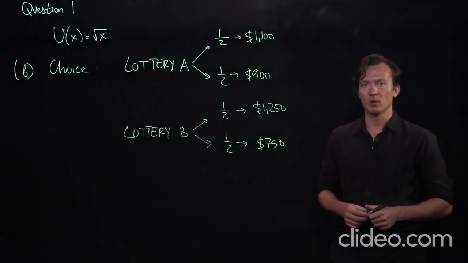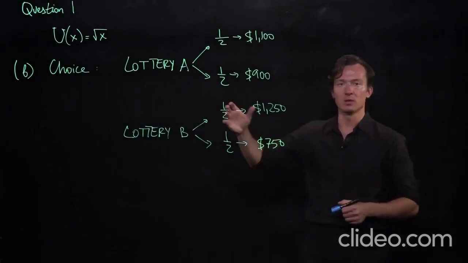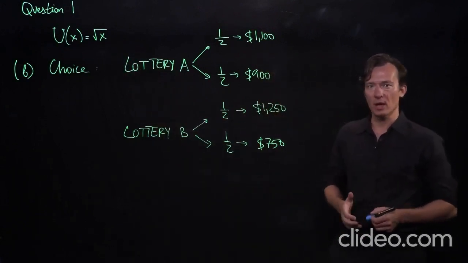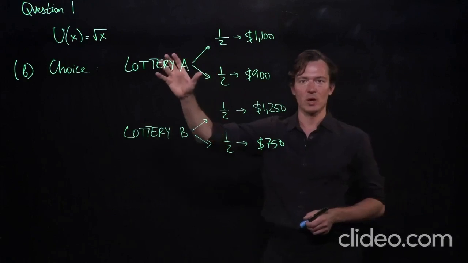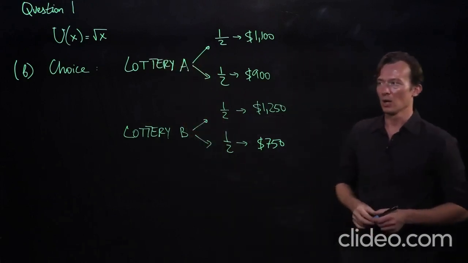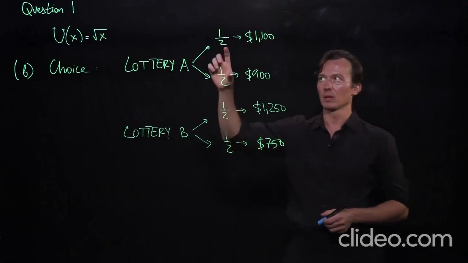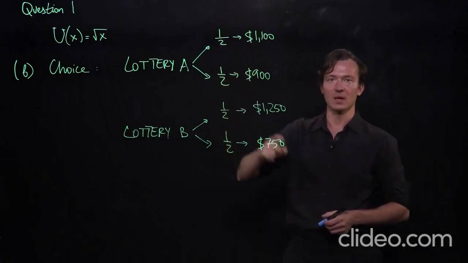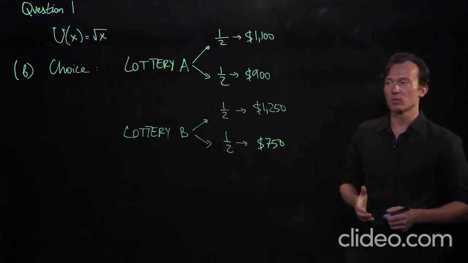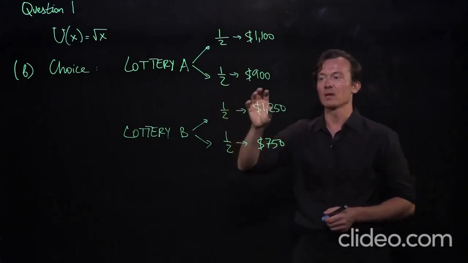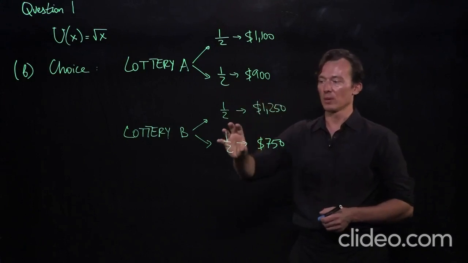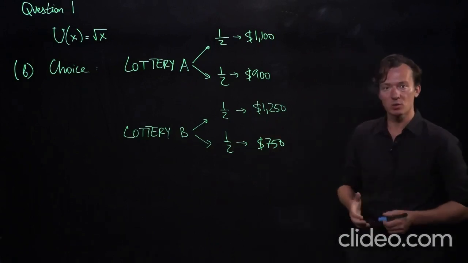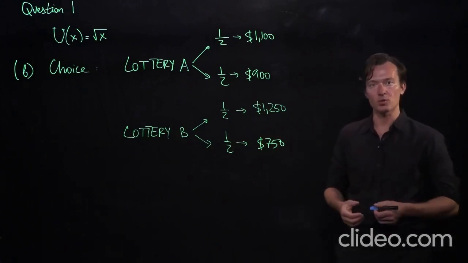Now, in the second part of the question, we have the same investor with the same utility function, but now she has a choice between the following two lotteries. Lottery A is the same exact lottery we had in the first part of this question. Lottery A with probability 1/2 pays $1,100, and with probability 1/2 pays $900. Now lottery B with probability 1/2 pays $1,250, and with probability 1/2 pays $750. Now the question is, which of these two lotteries will this investor choose?